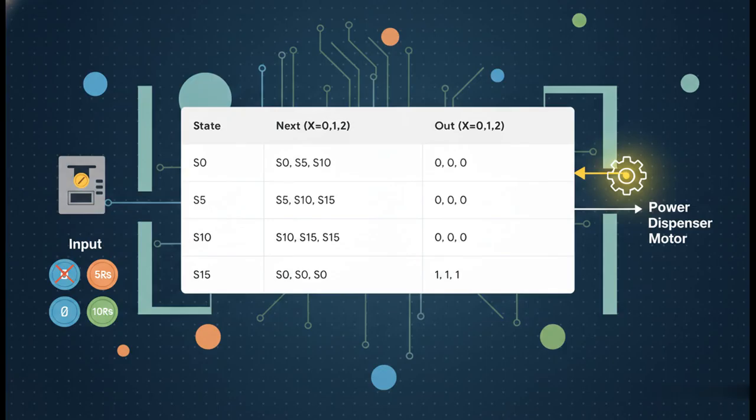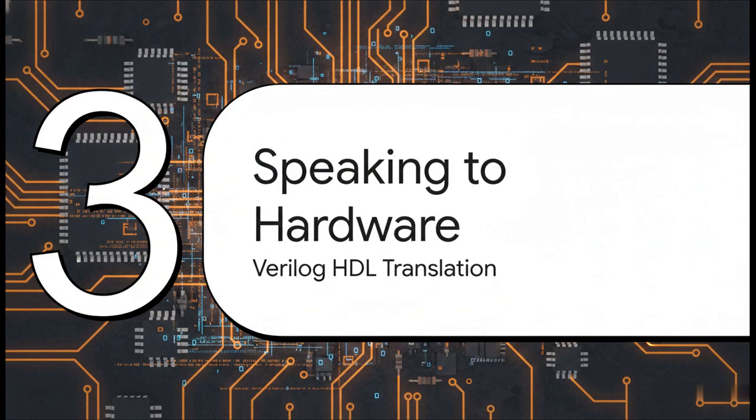In the world of digital logic, an output of 1 translates directly to power the dispenser motor. It's a beautifully simple, deterministic table that perfectly captures human transactions. Part 3, speaking to the hardware.